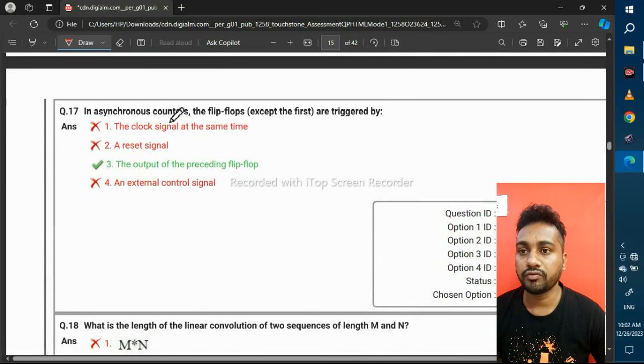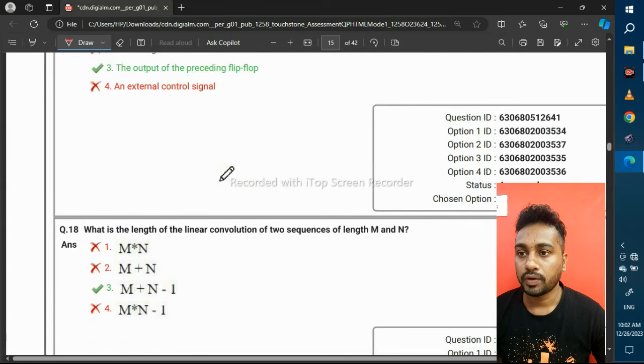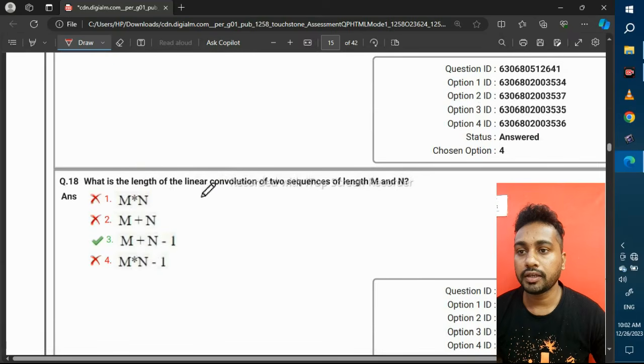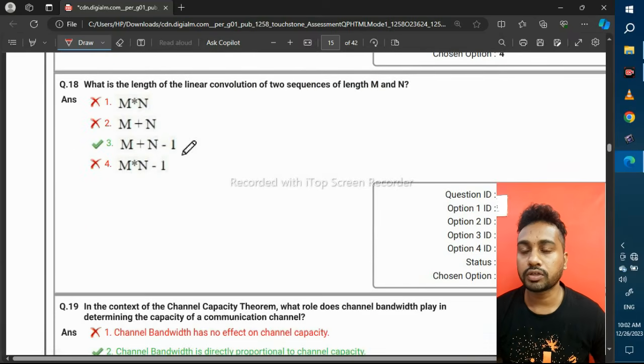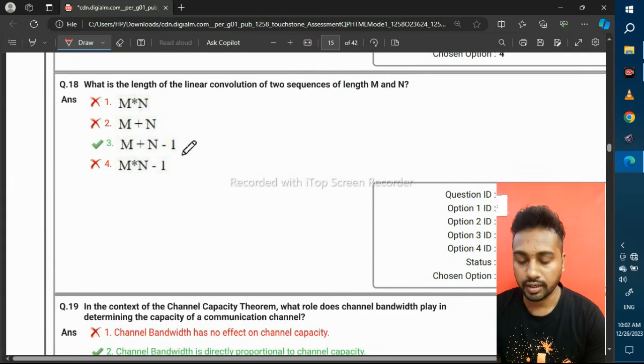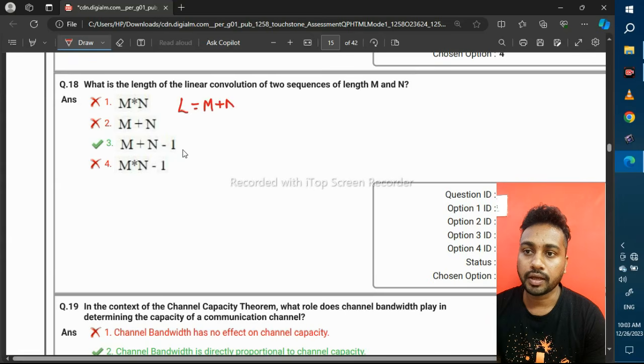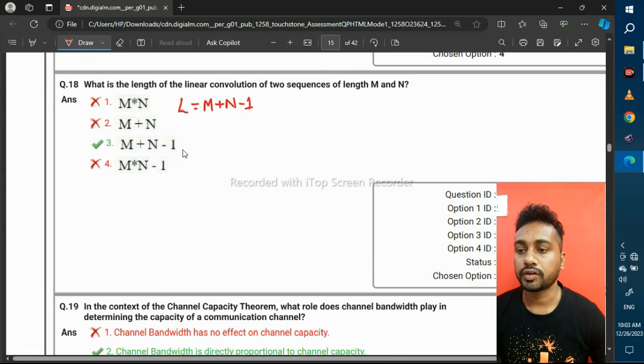In an asynchronous counter, the flip-flops are triggered by? So how will it be triggered? The output of the preceding flip-flop. Okay, this is correct. What is the length of the linear convolution of two sequences of length M and N? So L equal to what? L equal to M plus N minus 1. So this is also correct only.